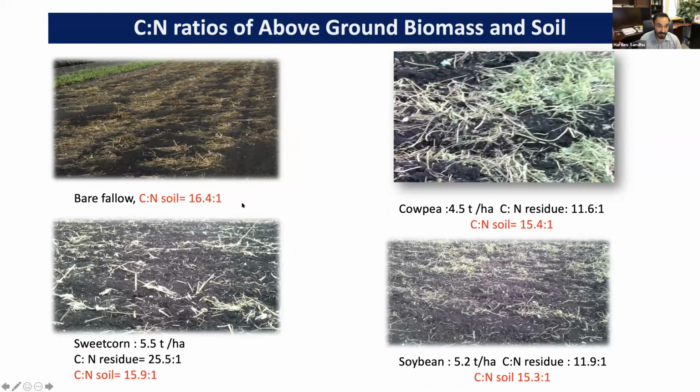So what we found is that the soil carbon to nitrogen ratio, C:N ratio, was relatively higher where we incorporated residue from either sugarcane or sweet corn, while it was relatively lower where we had cowpea and soybean.